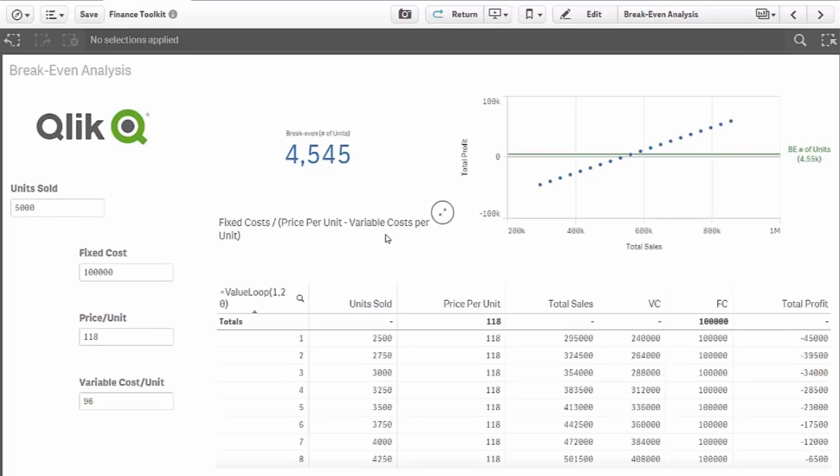Now this is pretty basic and it's not particularly exciting, but when you actually take a look at what we're going to do next, it starts to get really interesting.